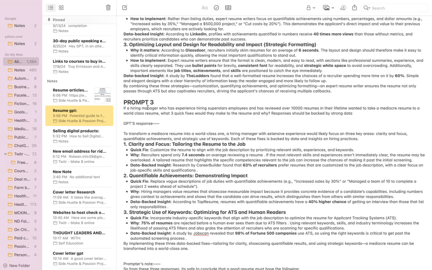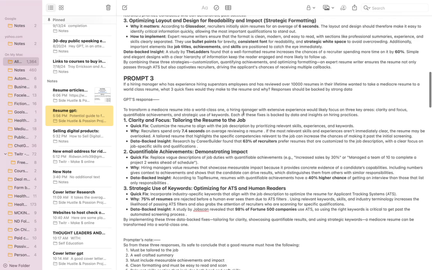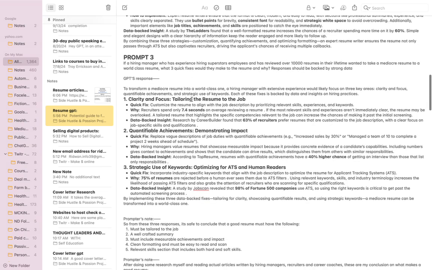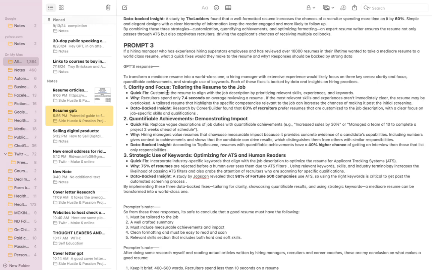So I wrote another prompt here. If a hiring manager who has experience hiring superstar employees and has reviewed over 10,000 resumes in their lifetime wanted to take a mediocre resume to a world class resume, what three quick fixes would they make to the resume and why? Responses should be backed by strong data. As you can see here, this is another way of phrasing the prompt to really get a good response from ChatGPT.